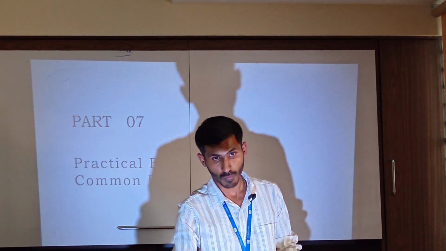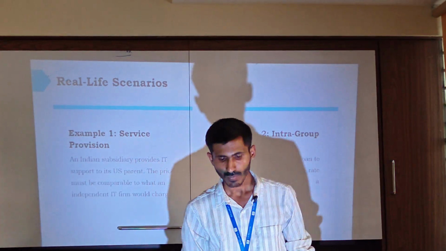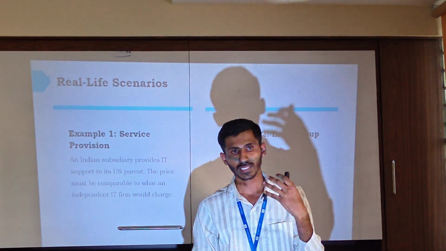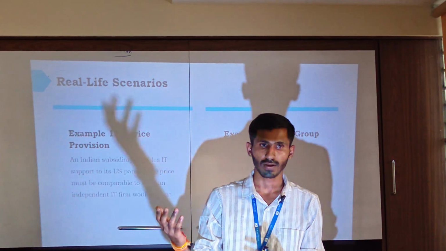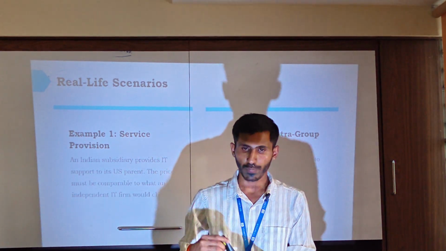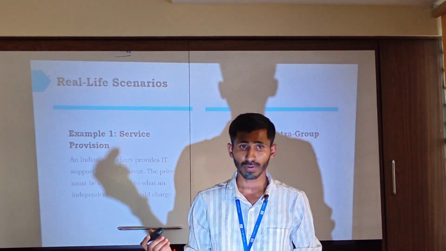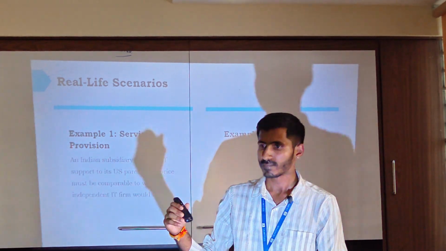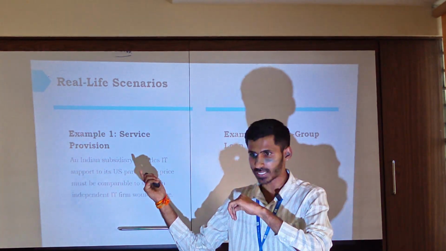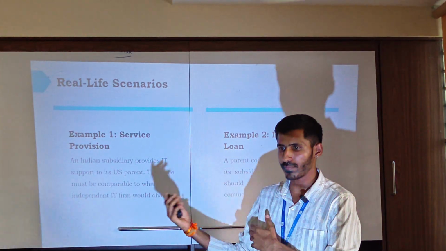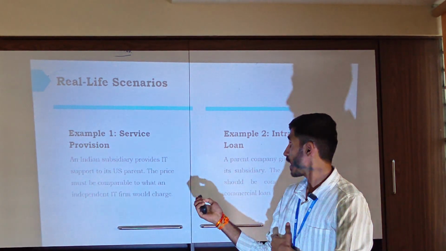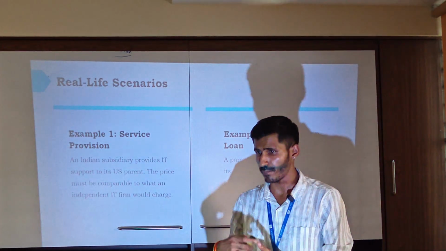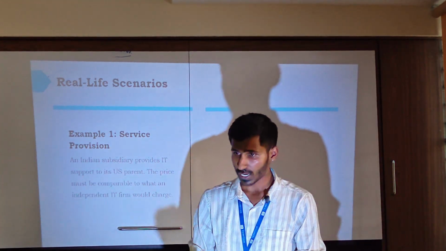Practical examples and common issues. Observe. For example, service provision: an Indian subsidiary is providing service to its US parent company. The price quoted by the Indian service company to its parent entity must be at arm's length. It cannot be lesser than the arm's length, as we have seen in the methods explanation. And in case of intra-group loans, the interest rate shall be comparable with the commercial loan rate.